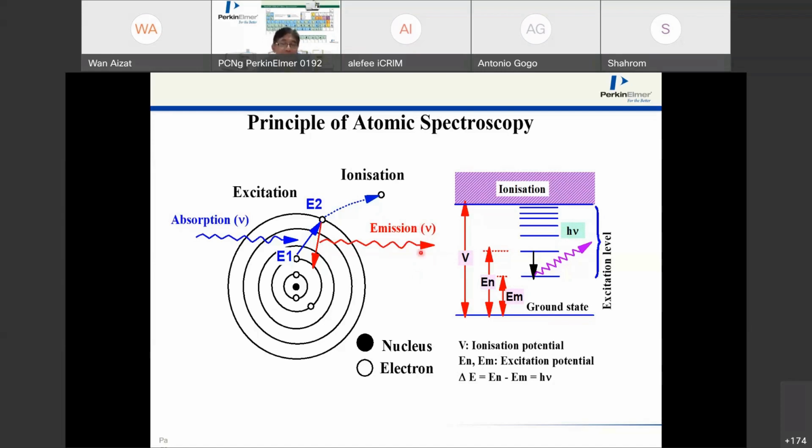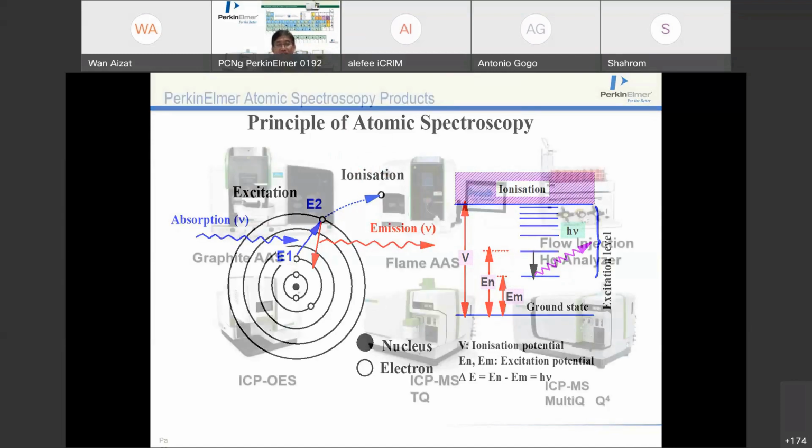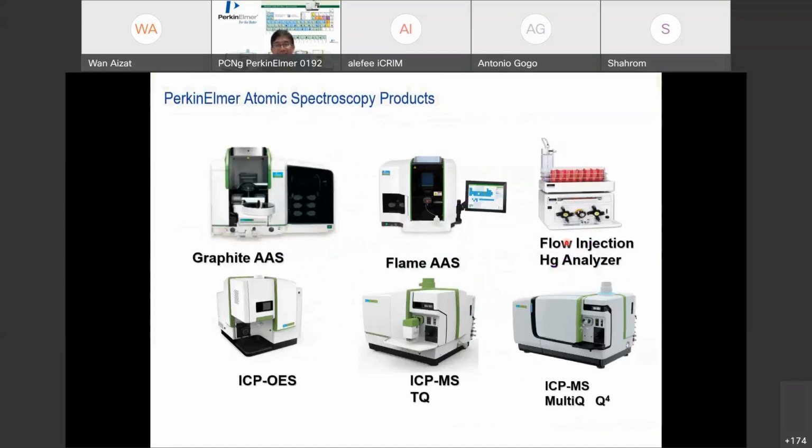That is ICP-OES. For the ICP-MS, the electron is dissociated from the atom and becomes an ion. In ICP-MS we measure ions here. So this is the AAS technique, ICP-OES technique, ICP-MS technique. These are the instruments. This is a mercury analyzer.